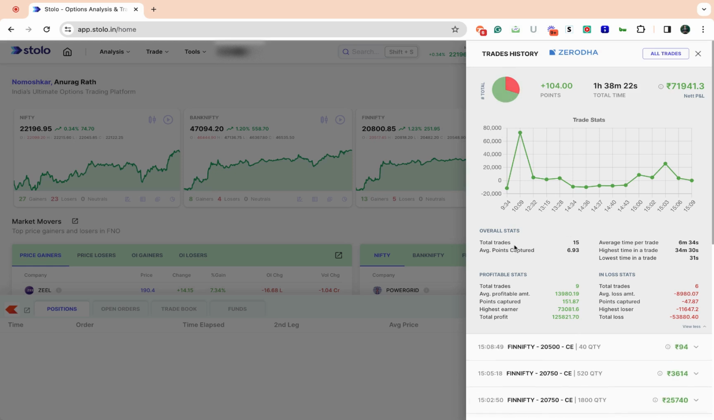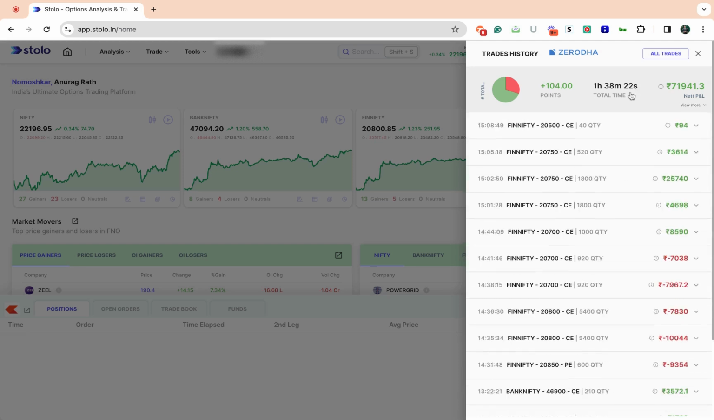Coming to the overall stats, the total trades taken today was 15. The average points captured per trade was 6 points. Average time per trade was 6 minutes. Highest time in a trade was 30 minutes, whereas the lowest time was just 31 seconds. For all your profitable trades, you can see total profitable trades were 9, and out of that, the highest earner and the total profit. Similarly for your loss trades, you had six total trades in loss, and you can see the total loss, the highest loser, the points captured and much more.